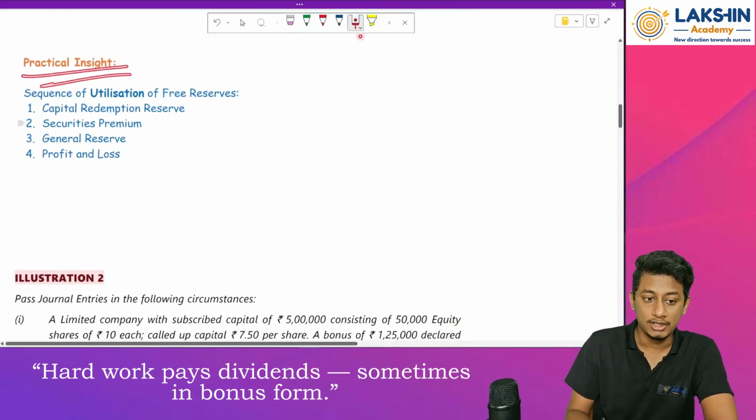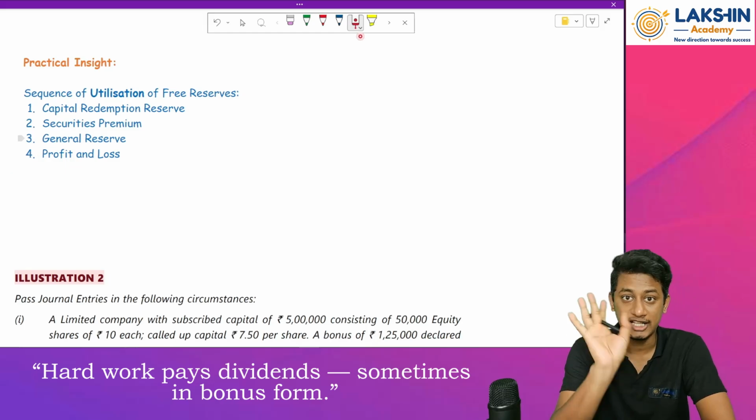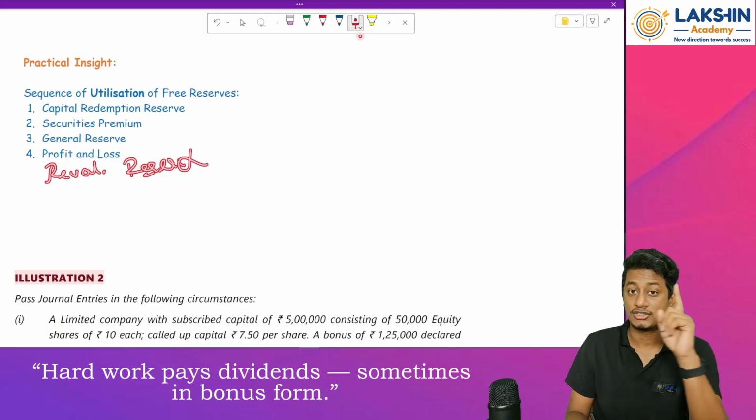So we can use capital reserve. Then we have securities premium. Then you can use the general reserve, whatever is there, and the P&L account. Whatever profit and loss you have in the P&L account, that can be used. But revaluation reserve, if you have a revaluation reserve, this should not be used. This should not be used.